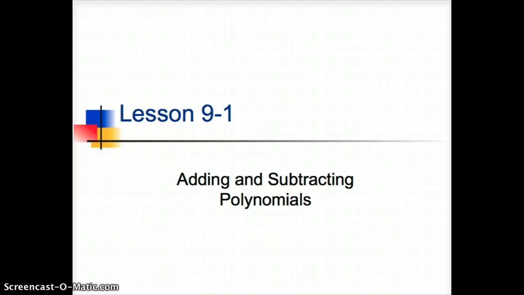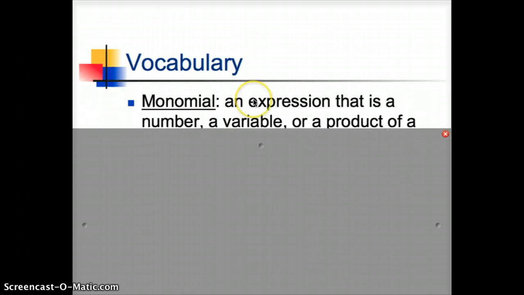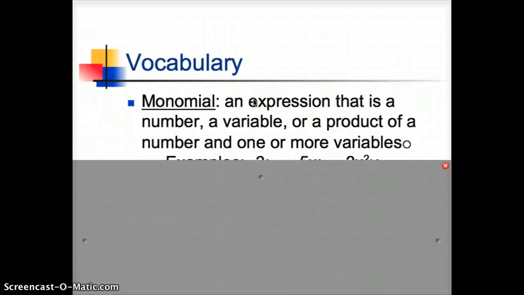So a couple of you have been asking me all year, what is a monomial? Well, today we are going to find out, and about polynomials too. So let's look at this vocab for a minute. A monomial is just an expression that's a number, a variable, or a product of a number and one or more variables.